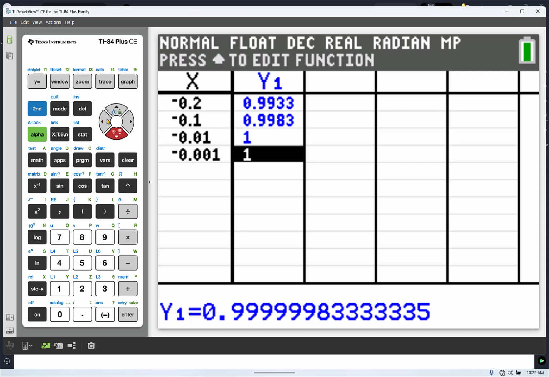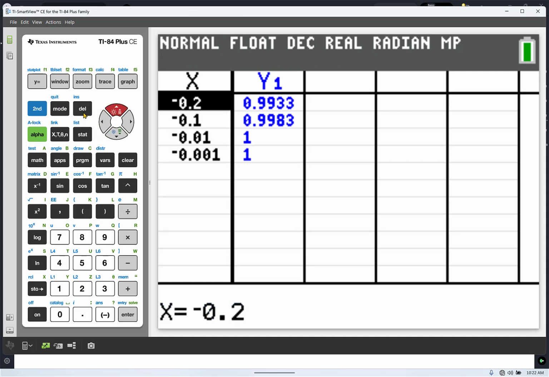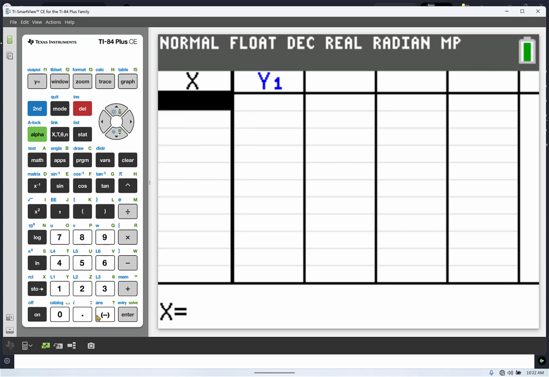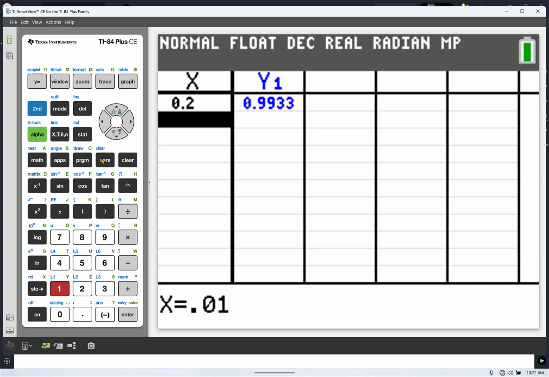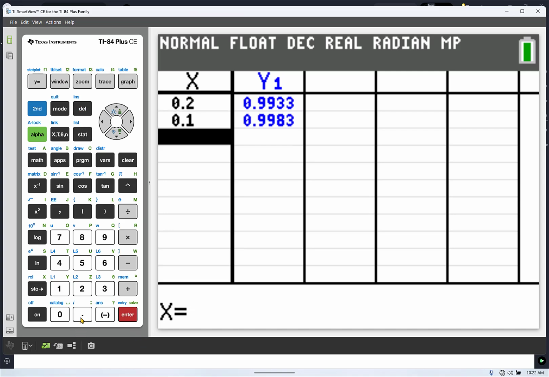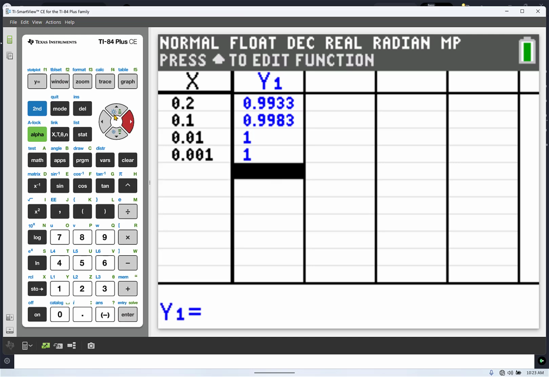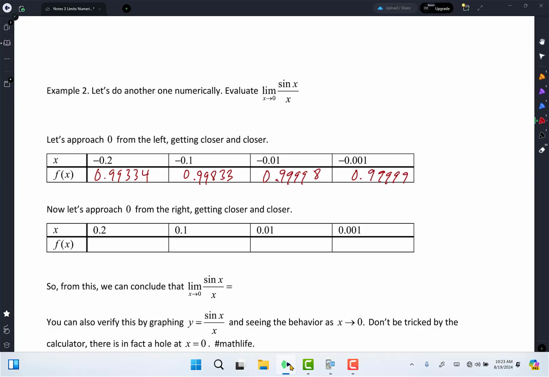Okay, here we go. I'm going to do the same thing. This is an even function, so it's going to be symmetric, so you're probably going to get the same answers. 0.2, 0.1, 0.01, 0.001. Do you get the same values? Yeah, it should be because it's symmetric on the y-axis. So I think you get 0.99334. Let me know if it's not right. 0.99833, 0.99998, and 0.99999.